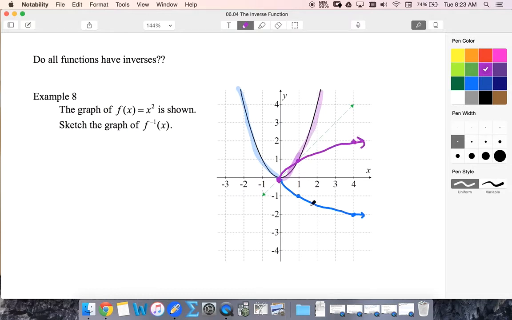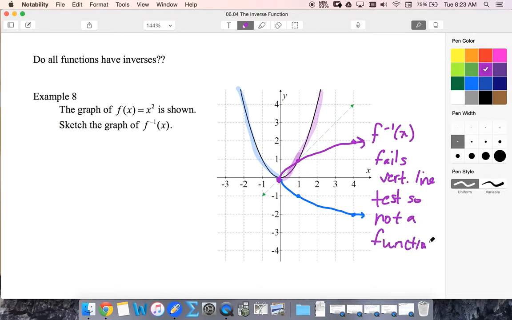And of course, my inverse fails the vertical line test. So f inverse of x fails the vertical line test. So it's not a function. But if I looked at only one branch of my original at a time, then the result would be a function. If I had only one of those lines, I would have a function.